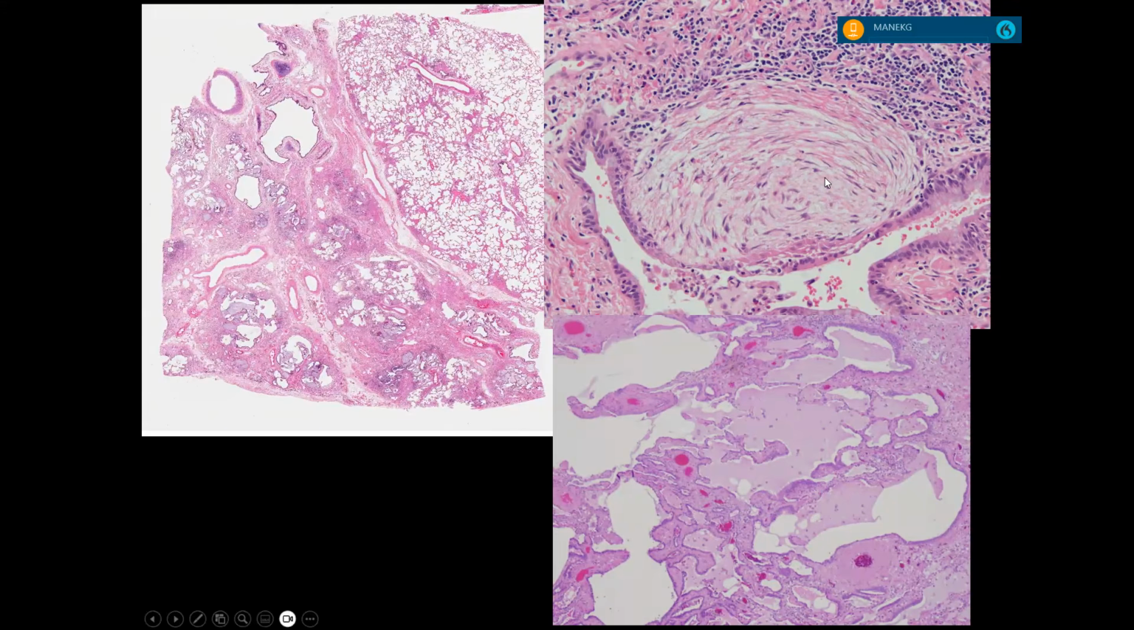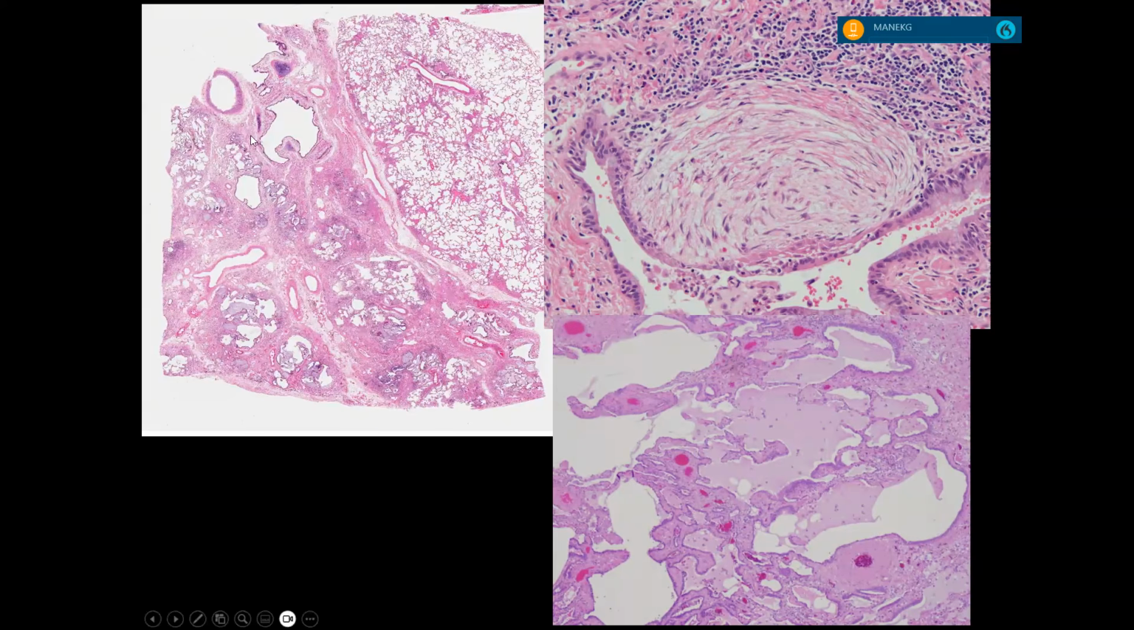So this thing that they mentioned is a fibroblast focus. Okay. So you actually described it correctly. That hyaline material is collagen. But these elongated skinny cells, those are fibroblasts. So a fibroblast focus is one of the cardinal features of UIP.